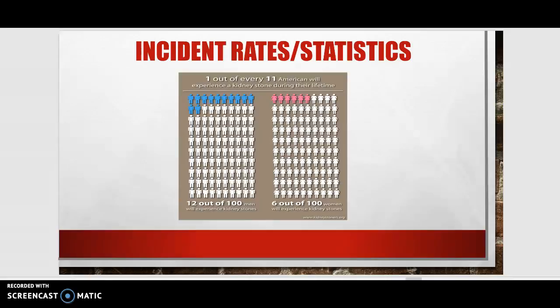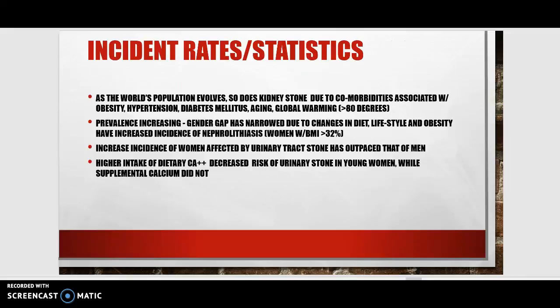Incident rates and statistics. 1 out of every 11 Americans will experience a kidney stone during their lifetime. 12 out of 100 men and 6 out of 100 women. So men still have a higher occurrence of kidney stones than women. Also, as the world's population evolves, so does kidney stone occurrence due to comorbidities associated with obesity, hypertension, diabetes mellitus, aging, and global warming.